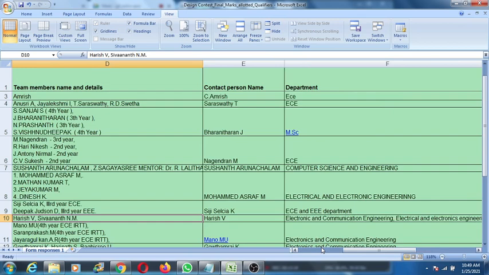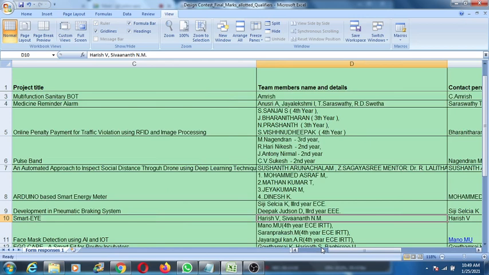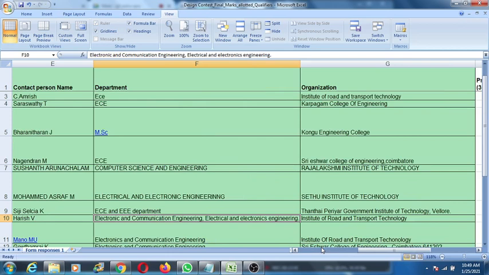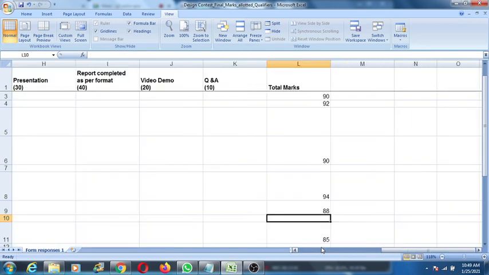Harish V. Smart Eye, Team Juniors IRTT. Project title: Smart Eye. Harish V from second year ECE, IRTT, and Sivanath N.M. from second year IEEE, IRTT college. Sir, yes, you can start. Share your screen.